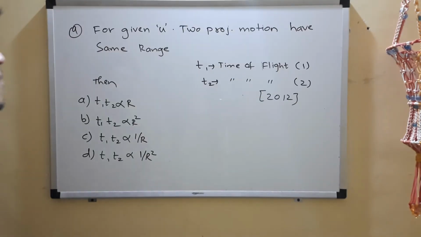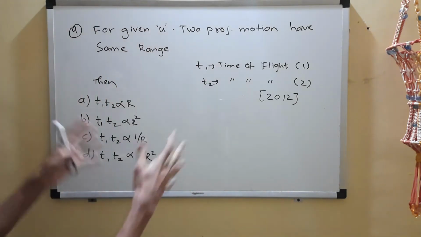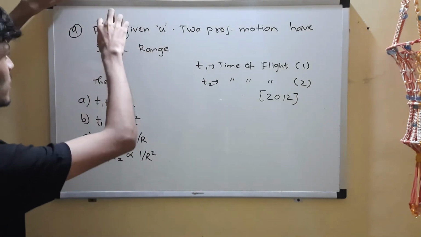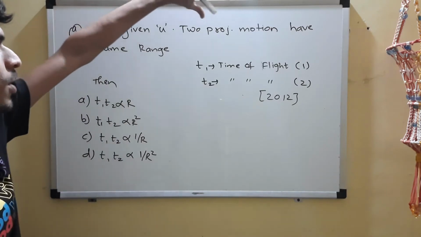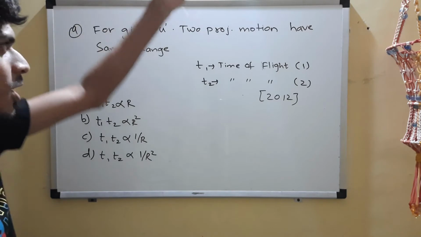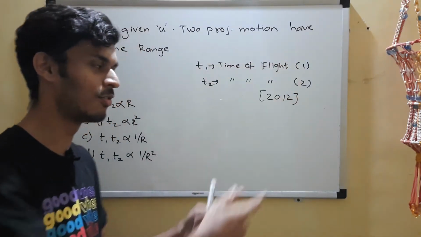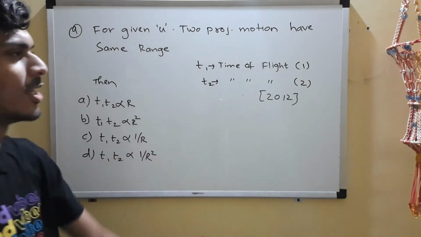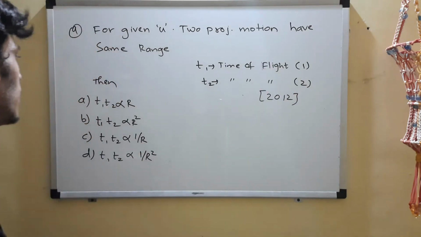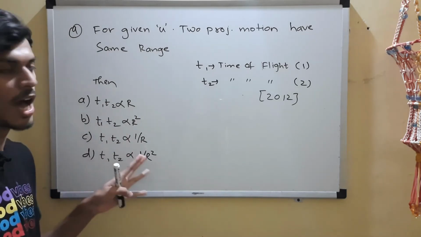Question 9 over here is from BITSAT 2012. Finally happy to see some words over here in the question. So it says that for a given u, two projectile motions have the same range. T1 is the time of flight for the first projectile motion, T2 is the time of flight for the second projectile motion. Then their product T1 T2 is proportional to. This R is the range.